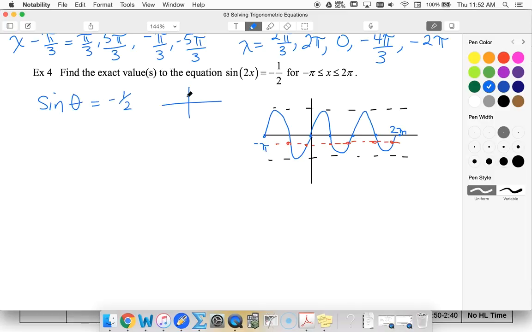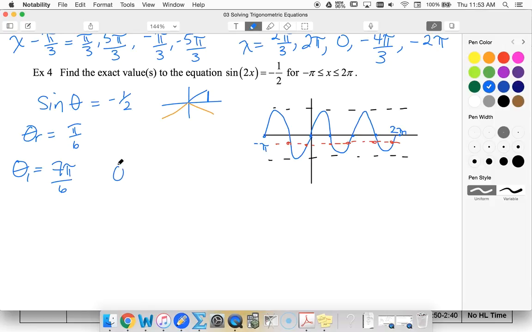Well, I know that a half for sine is my short angle because that's the short side. So my reference angle is going to be pi over 6. Now I know that sine is negative in quadrants 3 and 4. So then I can find my 2 angles. Theta 1, my quadrant 3 angle, is going to be pi plus pi over 6. So 7 pi over 6.